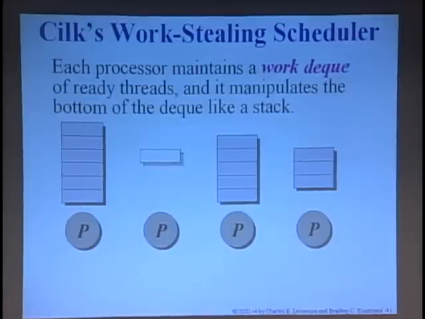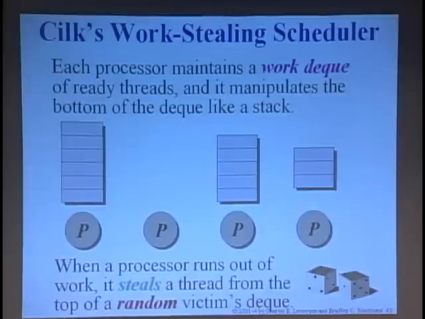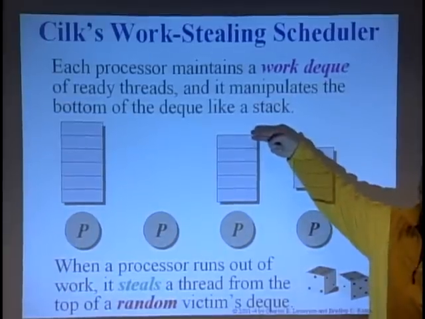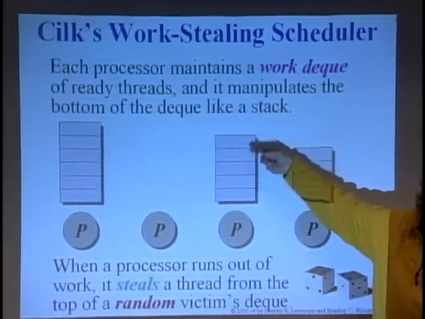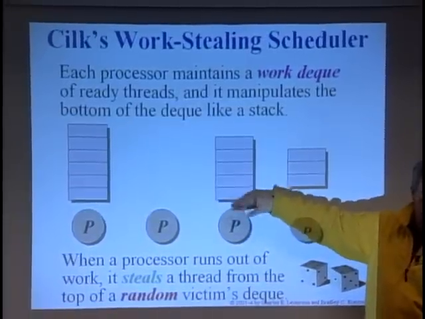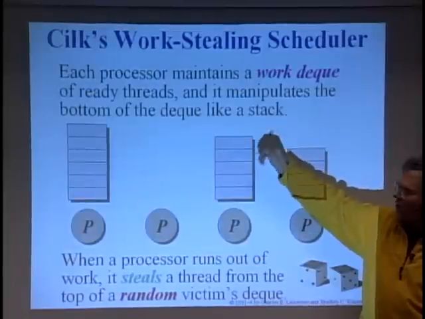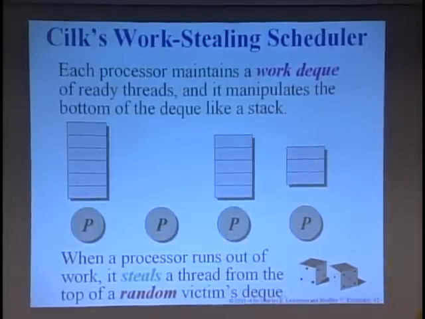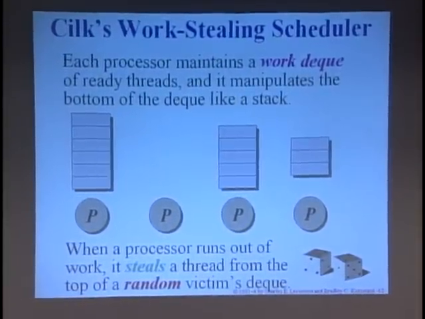This guy spawns, and now he's out of work. Now he has to do something. What he does is he goes and picks another processor at random, and he steals the thing from the other end of the stack. So he's unlikely to conflict, because this guy's pushing and popping down here. But there is a lock in there. There's a little algorithm, a non-blocking algorithm, actually. It's not lock.